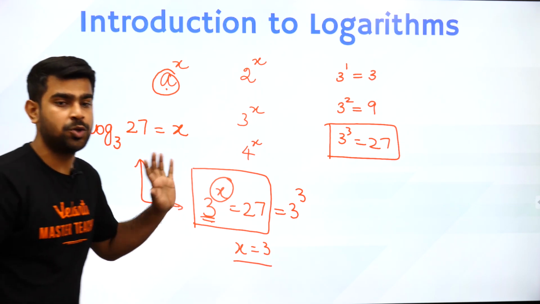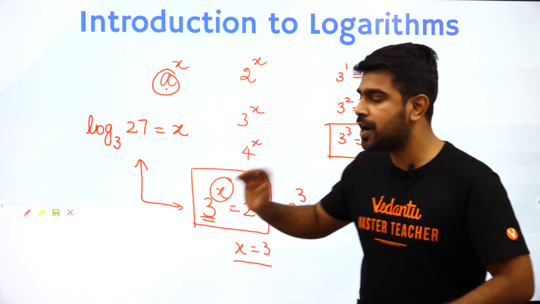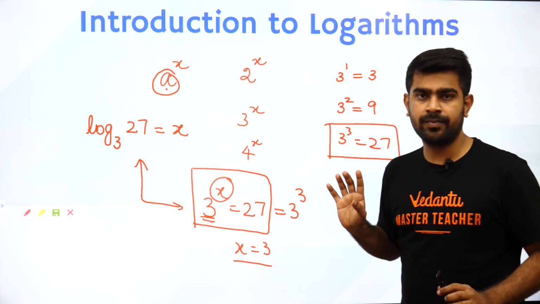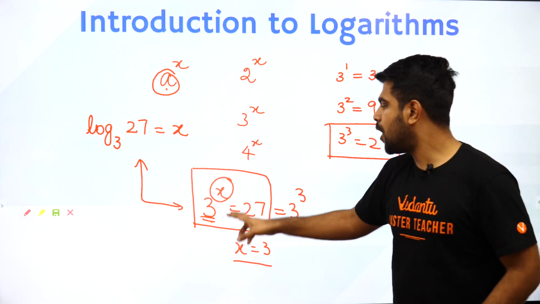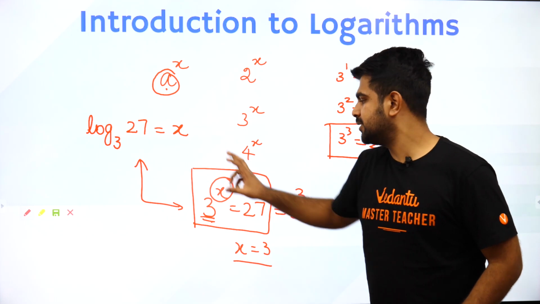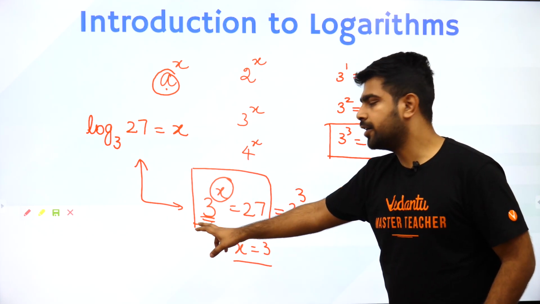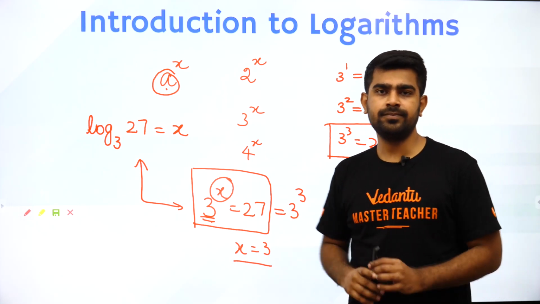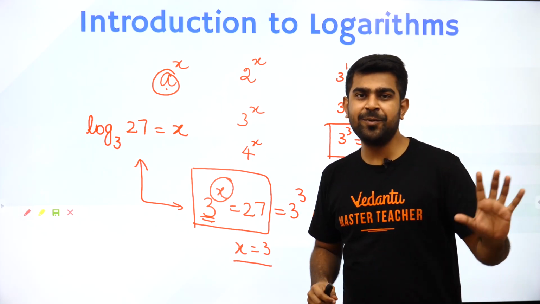Guys, this is very crucial. You should be super comfortable converting exponential form to logarithmic form. Okay? So log base 3 of 27 is equal to x. That is the logarithmic form, and this is the exponential form. Getting it? Are you guys able to get the hang of it?